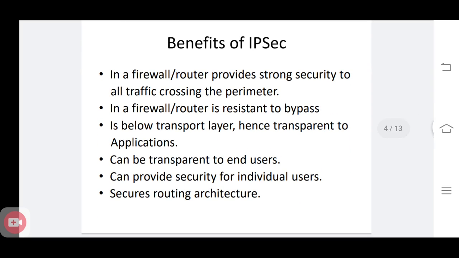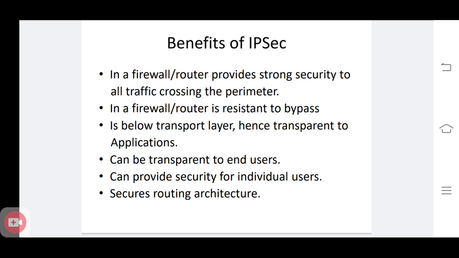Next, what are the benefits of IPsec? A firewall or router, which are networking devices, hardware or software, provides strong security to all traffic crossing the perimeter by using IPsec. They provide security to all the traffic crossing the firewall or router. The next benefit is that IPsec in a firewall or router is resistant to bypass. There is no bypassing mechanism if we provide IP security protocols in it.